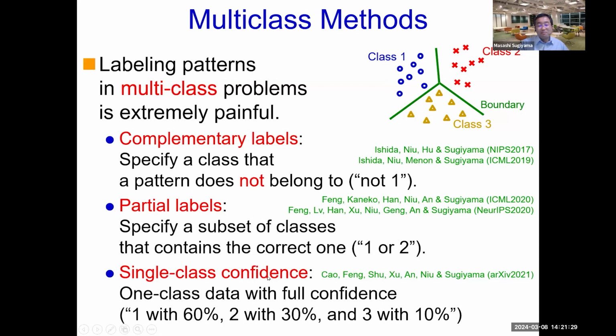Then finally, single class confidence. This is an extension of pconf classification to multi-class problems. Suppose we have 3 classes, but we only have data from class 1, and class 1 data is equipped with confidence. Like this sample is in class 1 with 60%, class 2 with 30%, and class 3 with 10%. Then only from class 1 data, we can train a multi-class classifier. That's the single class confidence method. We will briefly discuss such multi-class methods later.